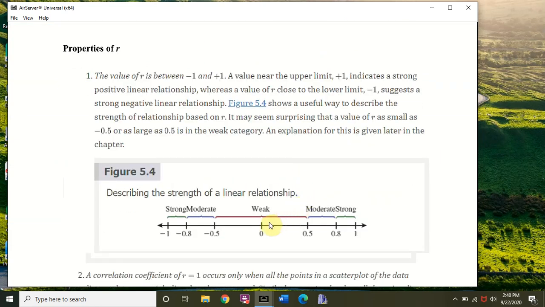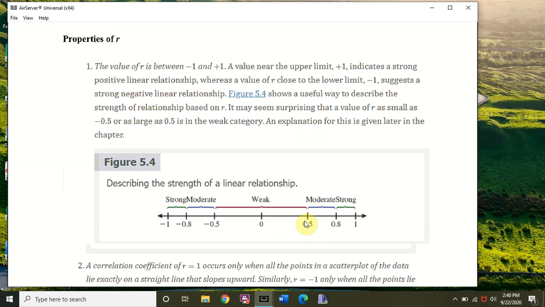All right, so in terms of the positive side, 0 to 0.5 is a weak correlation. Greater than 0.5 to 0.8 is what we call a moderate relationship or correlation. And then an r value from above 0.8 up to 1 is considered a strong positive linear relationship. And then the opposite going back: here we're in the weak negative linear relationship area, moderate negative linear relationship, and a very strong negative linear relationship.